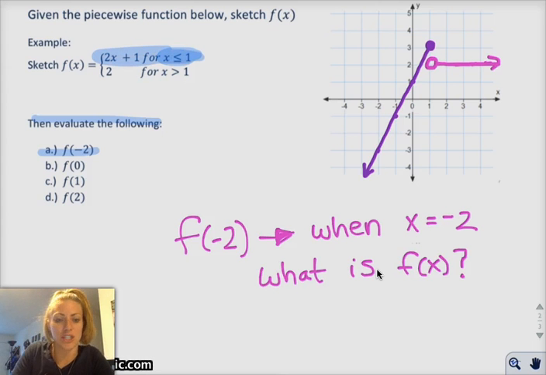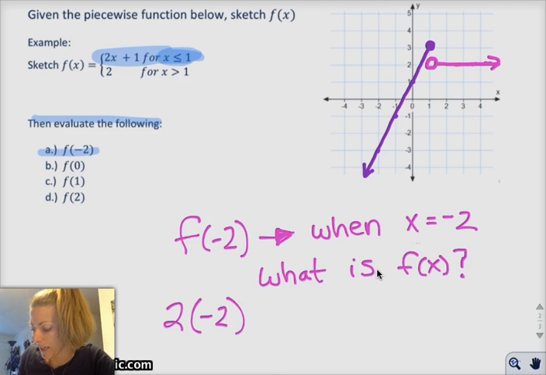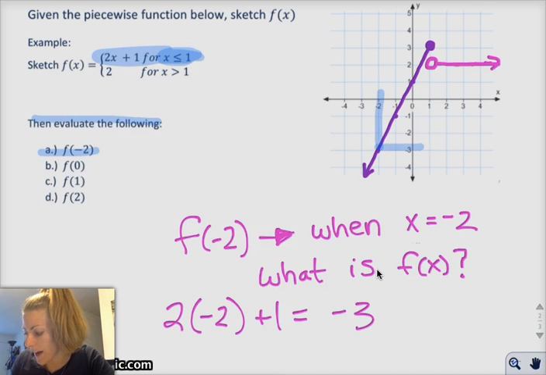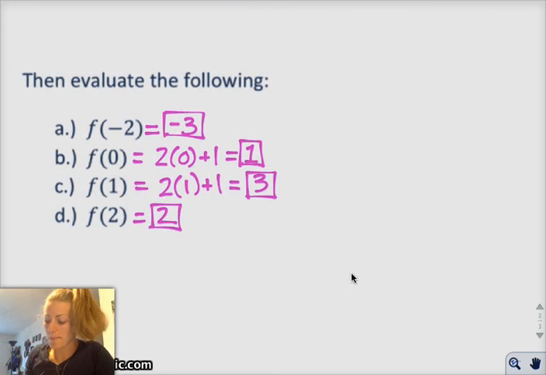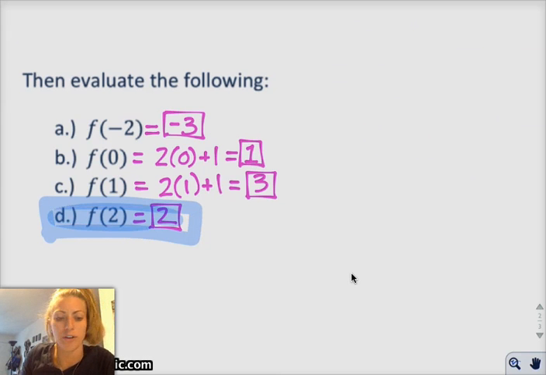And so you can easily just plug it in to that function, and you can say, okay, well, I'm going to be doing 2 times negative 2, right? You're plugging in negative 2 wherever x is, and that equals negative 3. And then you can actually see that on the graph as well. When x is negative 2, y is negative 3. F of x is negative 3. So go ahead, try the other 3 problems real quick, and then check your answers. And just note that the only one of these that was on the second chunk is D because 2 is greater than 1. All right.